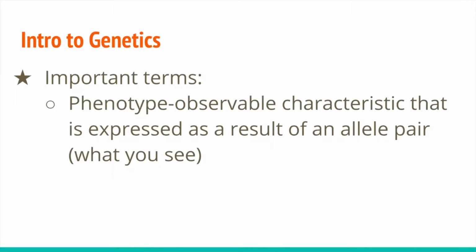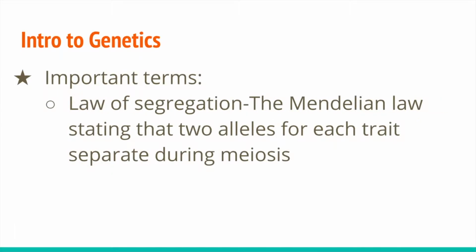The phenotype is the observable characteristics that are expressed as a result of an allele pair, what you see. So the phenotype is what you see in a person. So you can see my eyes are green. That is my phenotype. Go ahead and pause if you need to and continue writing when you're ready.